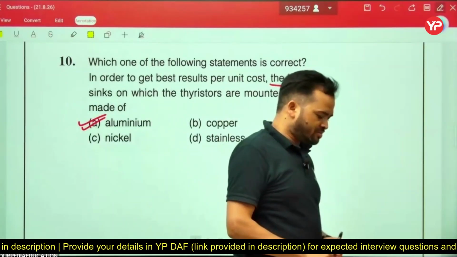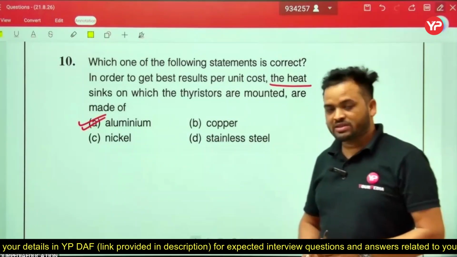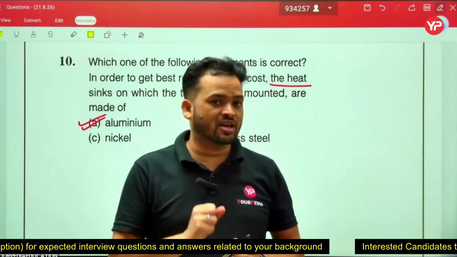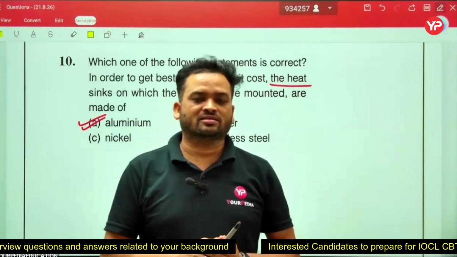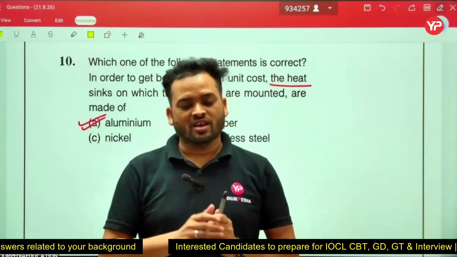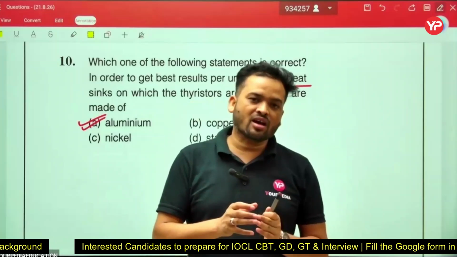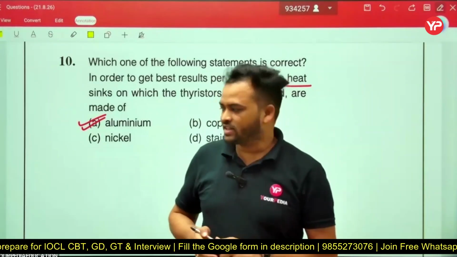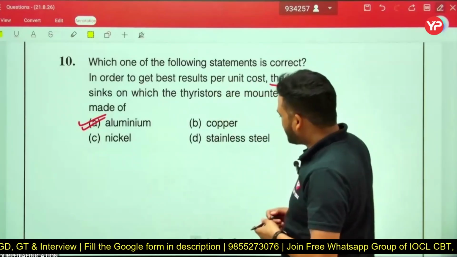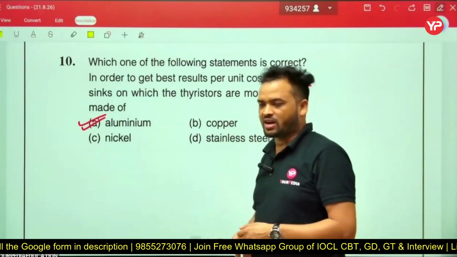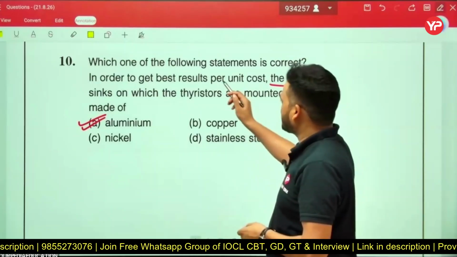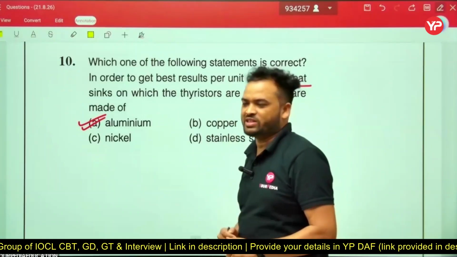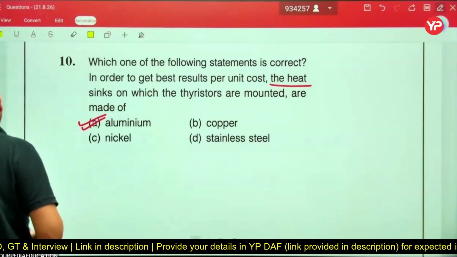Actually, we prefer the material which has high thermal conductivity so that heat developed in the SCR or device bypasses through the heat sink. If the heat sink has low thermal conductivity, then heat does not bypass easily. That is why we want a heat sink with high thermal conductivity, like copper also. But here we care about per unit cost. That is why we mark aluminium. Okay, aluminium. Good, Shreya.